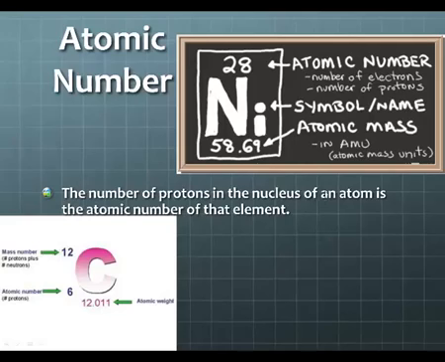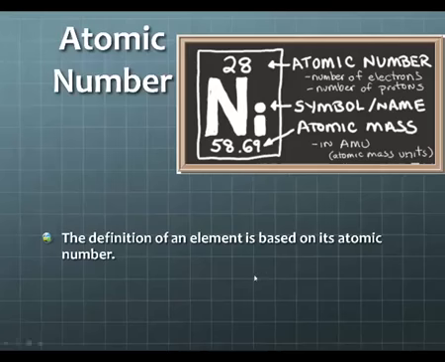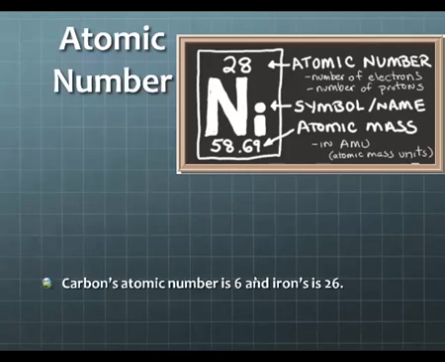Another representation here, the atomic number here of 28. It is the number of electrons and the number of protons. The symbol, the name, the atomic mass, and it is written in AMUs, or atomic mass units. The definition of an element is based on its atomic number. Carbon's atomic number is 6 and iron's is 26, as previously mentioned.